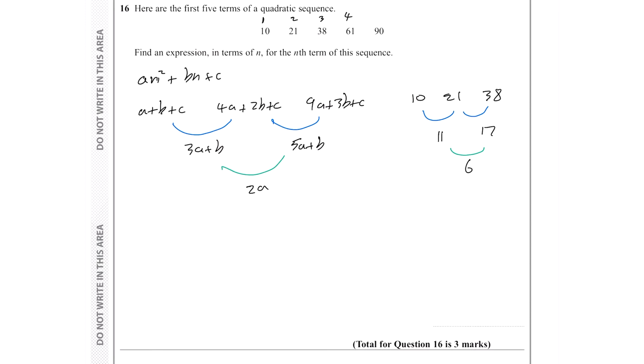So if I start with looking at this and this, I can see that 2a, I'll do that here, 2a is equal to 6, which means a is equal to 3. So we now know what a is.